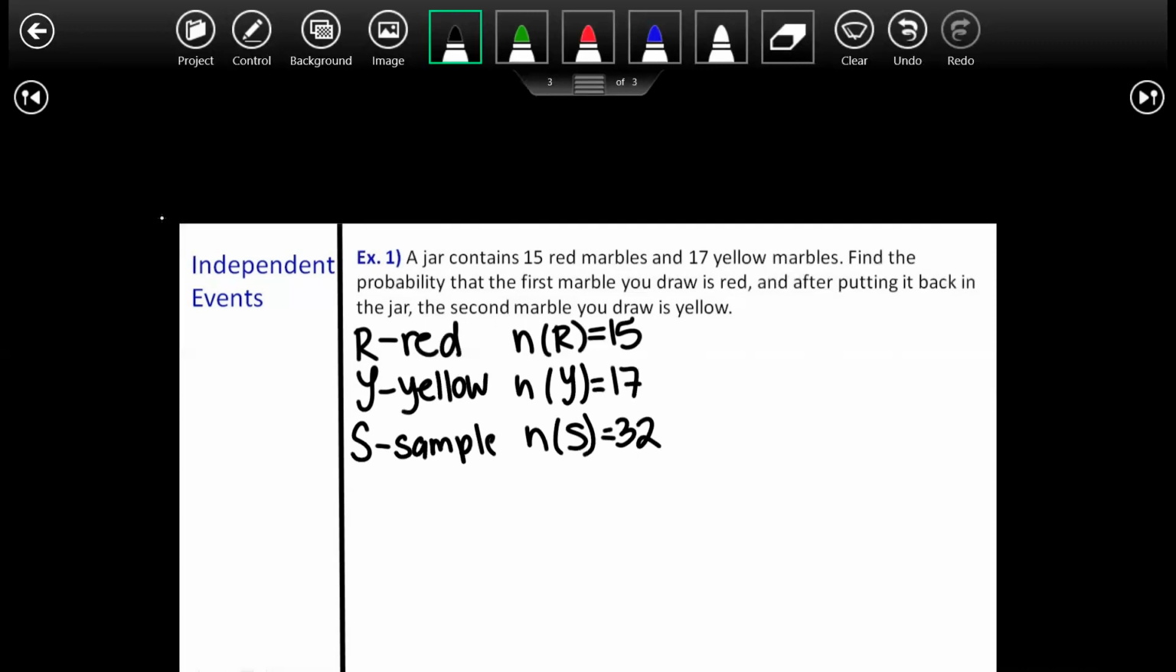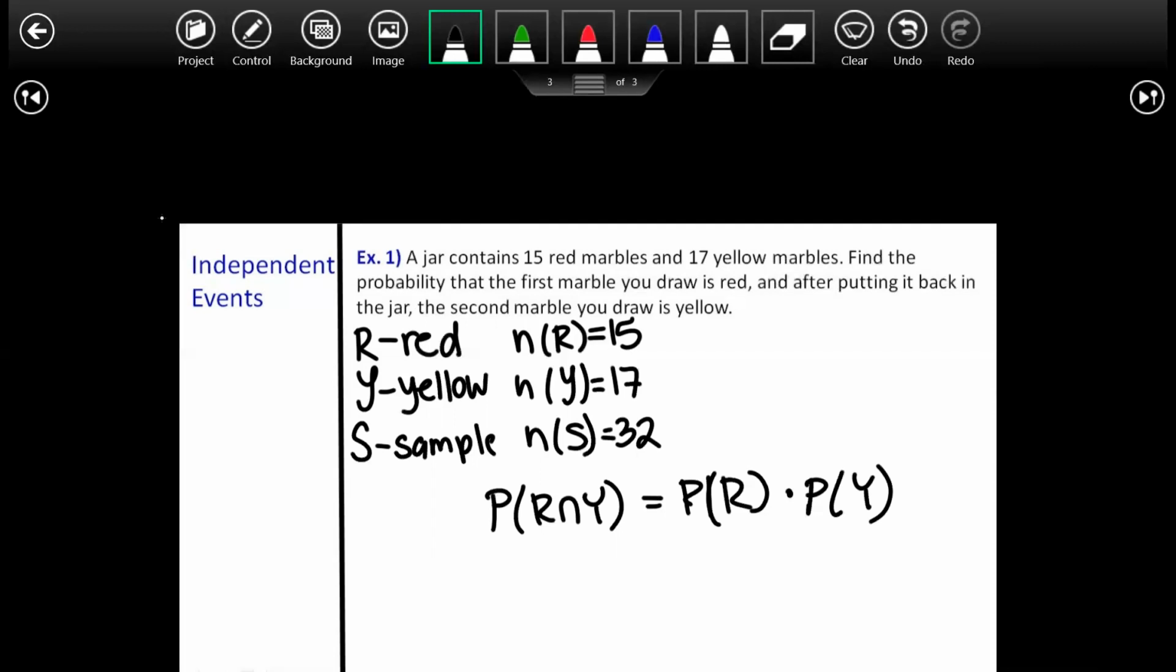Now it's asking us to find the probability that the first marble you draw is red. After putting it back, the second marble you draw is yellow. So this is looking for the probability of red and yellow using replacement, meaning they are independent events. We know this to be the probability of getting red times the probability of getting yellow. We can't look up how they overlap, but we can find the probability of each of them.